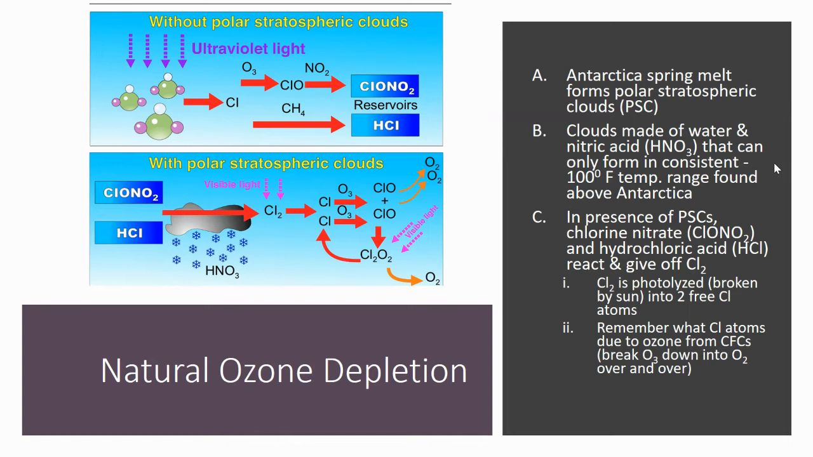Well, same thing happens here. Those chlorine atoms are then going to break down the ozone, or O3, over and over again into then O2 molecules. So we can see that it is actually in Antarctica where most of the ozone layer is being disturbed.